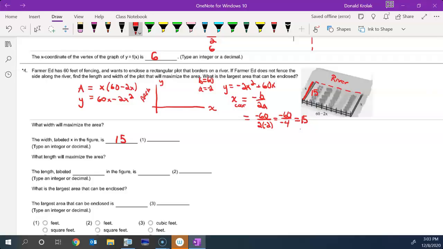All right, the length labeled x in the figure is 15. And the other side now is going to be 60 minus 2 times 15, which is going to be 30. So the length labeled 60 minus 2x is 30 feet long.